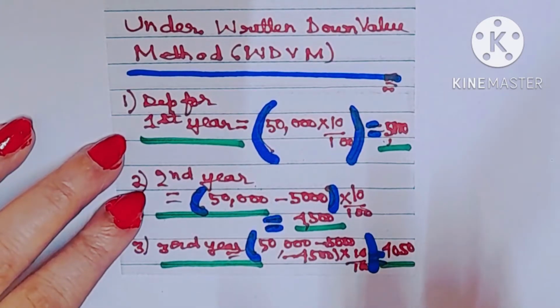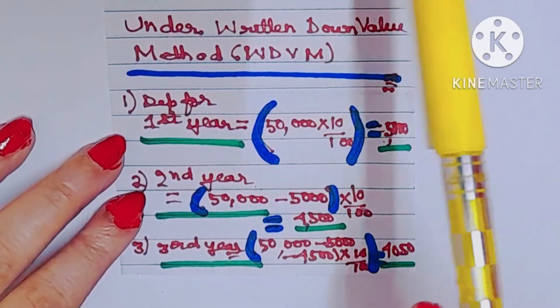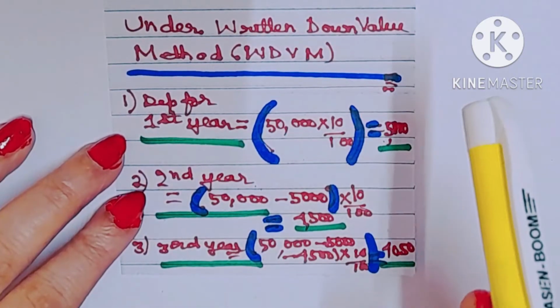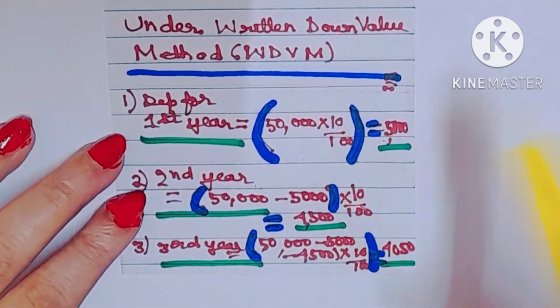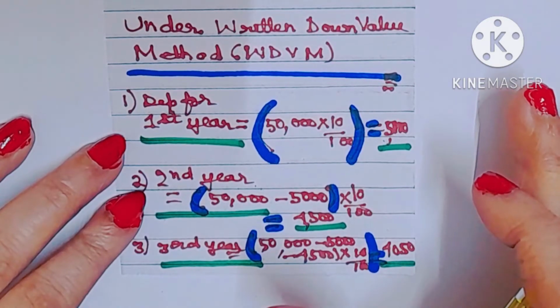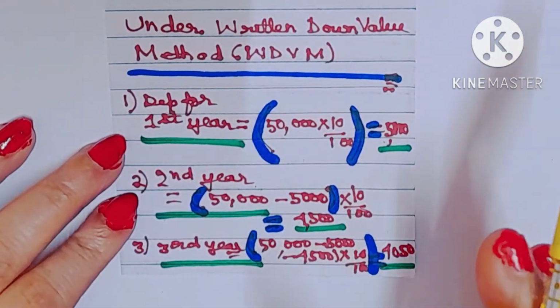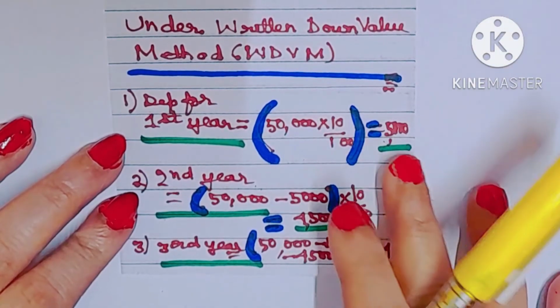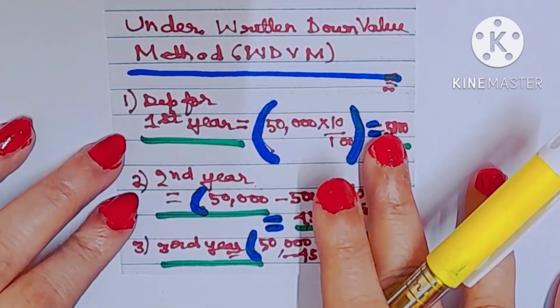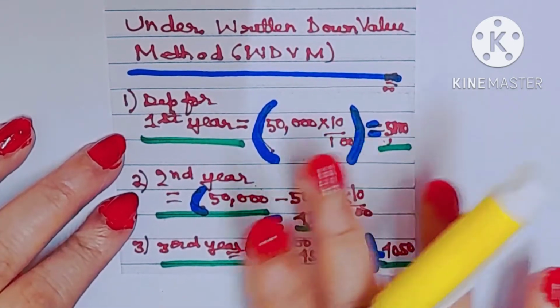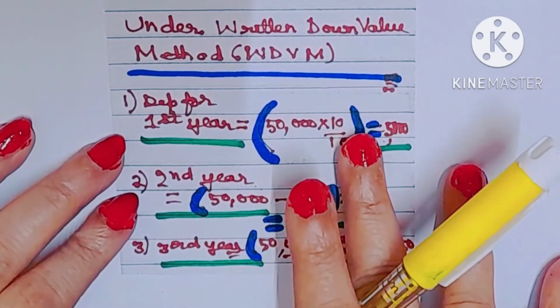Understood? So please remember, under the straight line method, you have to charge depreciation every year on the original cost of the asset. Understood? But under the written down value method, you have to charge depreciation always on the book value of the asset or on the reducing balance of the asset, not on the original cost of the asset.